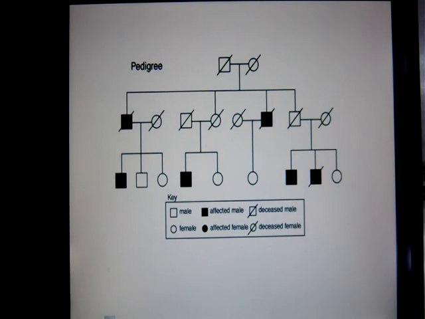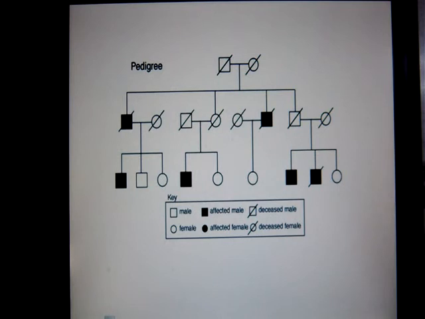Sex-linked diseases are always significantly more common in males. So you count up the number of males that have the disease, count up the number of females that have the disease, and if there are significantly more males with the disease, it would be sex-linked.